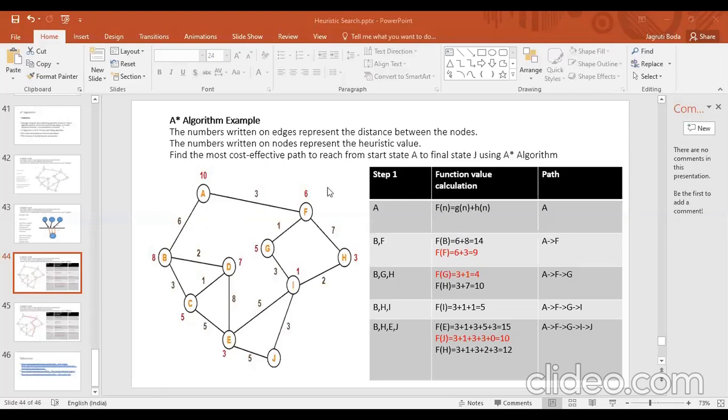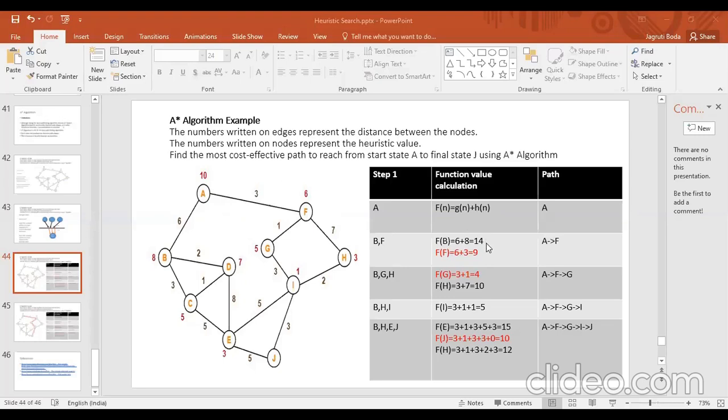Now explore the second successor that is F. So f of F is equal to 6 plus 3. 6 is the heuristic value, that is h of F, and g of F is 3. So 6 plus 3 is equal to 9. Okay, clear how to calculate f of n is equal to g of n plus h of n. So g of n is the edge cost, means distance between two nodes, and h of n is the heuristic value of the reached node. Here F has the value that is 6 and the edge value is 3. So 6 plus 3 is equal to 9 and 6 plus 8 is equal to 14.